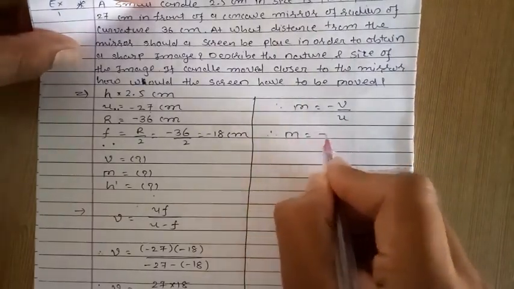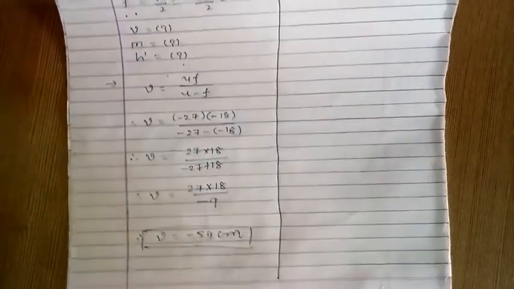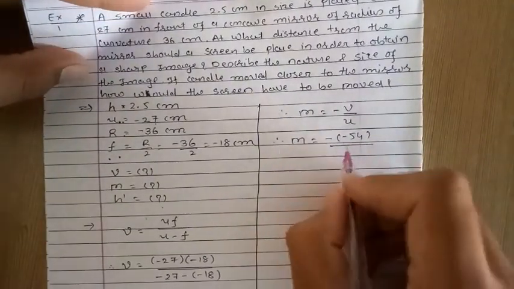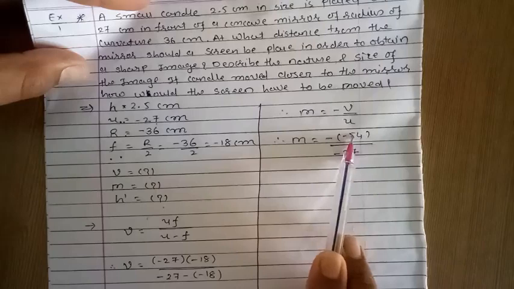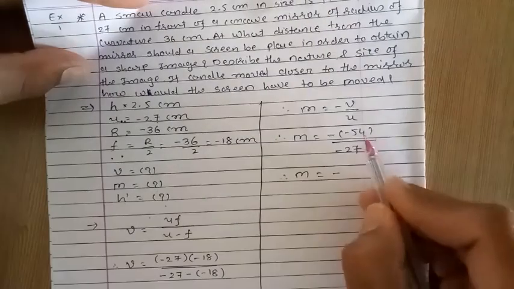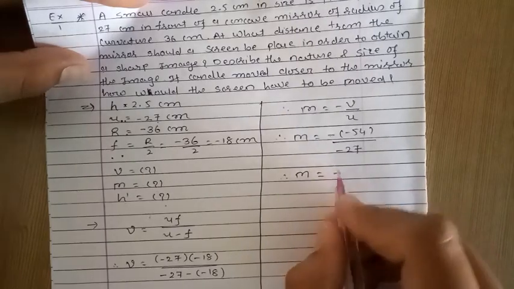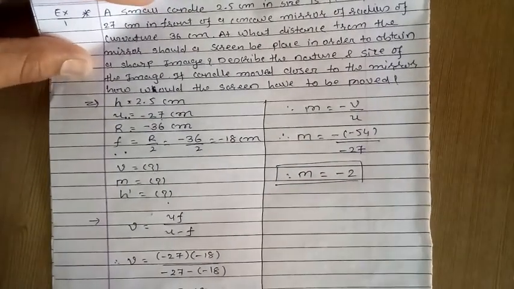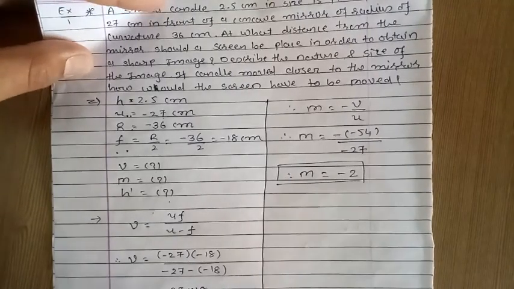So M is equal to minus V by U. We already found that V is equal to minus 54. By putting V as minus 54 divided by U as minus 27, here minus minus gives plus, but in the denominator there is also a minus. So we get M is equal to minus 54 divided by 27, so we get 2. So here magnification M is equal to minus 2. We already know that if M is negative, then the image will be real.